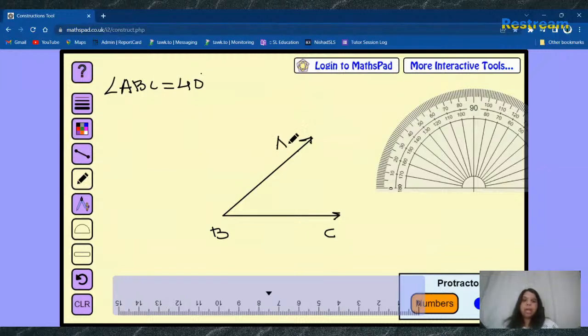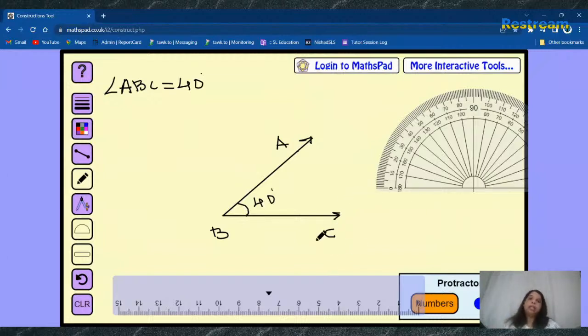Okay, so this angle ABC is 40 degrees. Now whenever you finish drawing an angle, you have to write inside the angle what the measurement of that angle is. Okay, so this is a 40-degree angle.